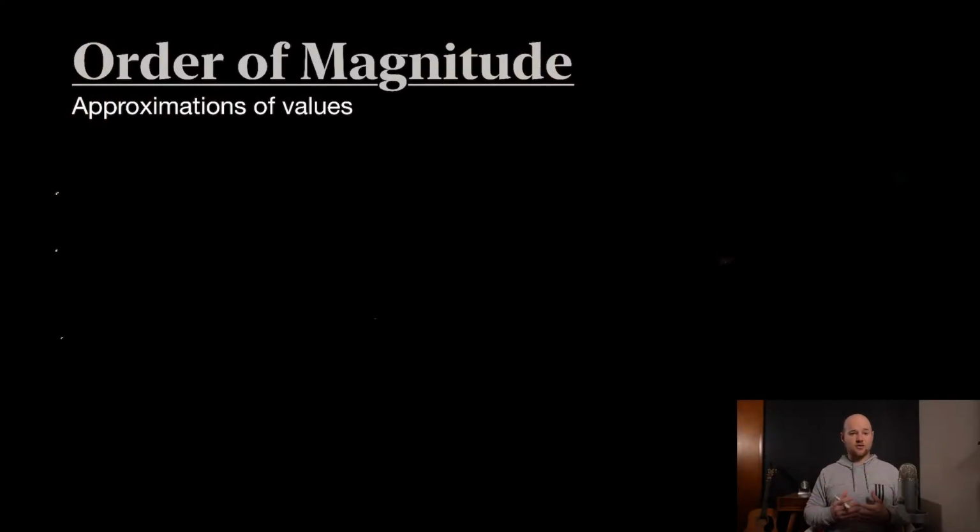So order of magnitude is essentially approximations of values. And what I'm going to do in this video is give you numbers so that you can start to get a gauge on some approximate values in the universe. Maybe making sure your number is within a certain range that's reasonable. Is my number way too big? Is my number way too small? It's sort of a partial guess that you can use to make sure that your answers are correct.